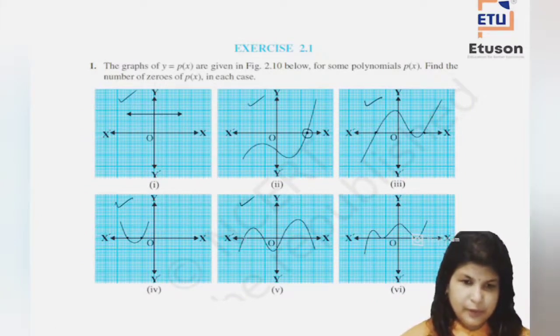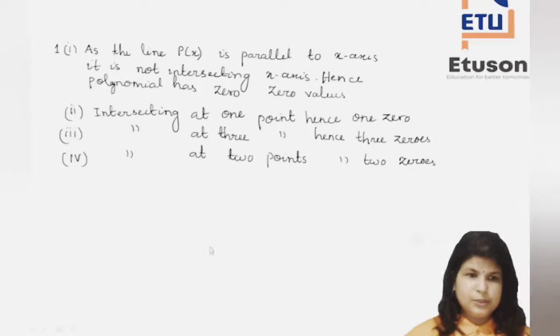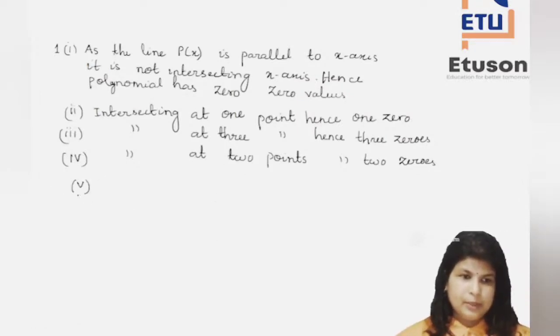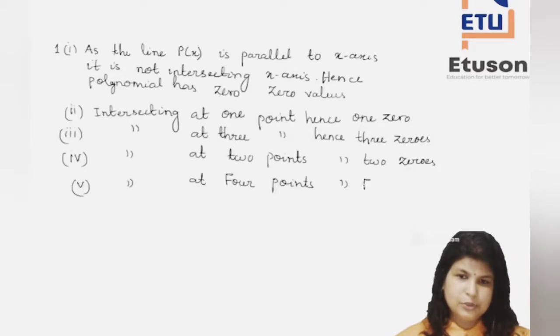Now going to your part 5. So this is your part 5. Just check. Here 1 point, 1, 2, 3 and 4. So how many points? 4 points. So in part 5, as it is intersecting at 4 points, hence the polynomial has how many zeros? 4 zeros.